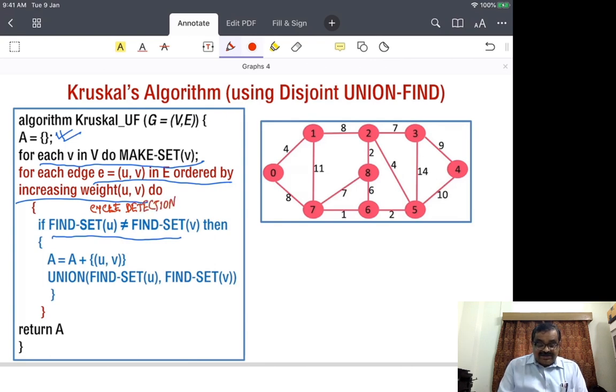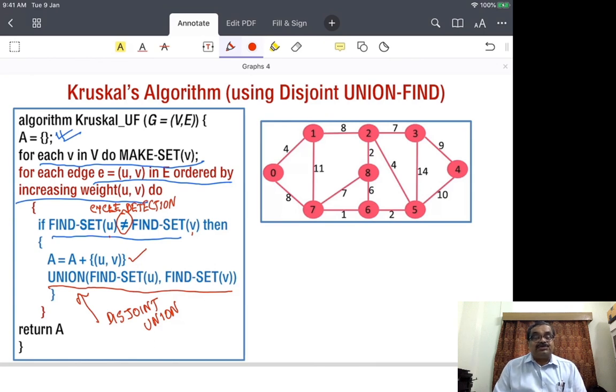If the edge connects the same set, so we find the set in which u exists, we find the set in which v exists, and if they are the same, then there is a cycle. If they are not the same, then we add this edge to the minimum cost spanning tree, and we do a disjoint union of these two sets. That means we are connecting two sets which are disjoint. There are very efficient algorithms for operations on disjoint sets. This will be covered in a separate section.